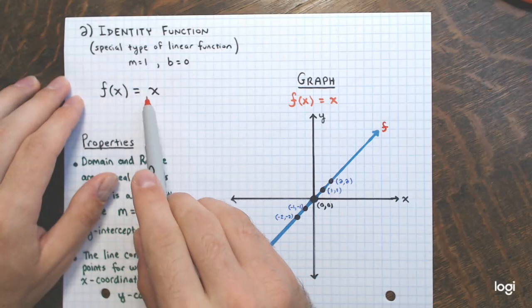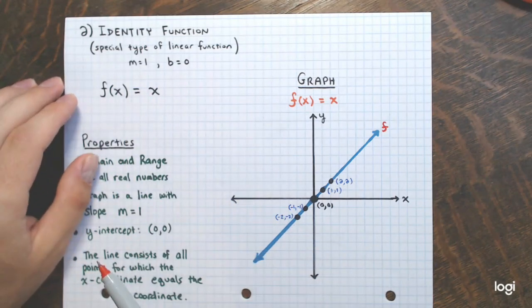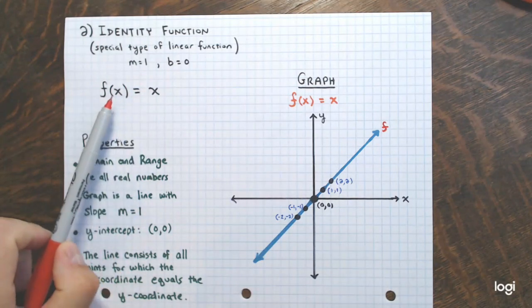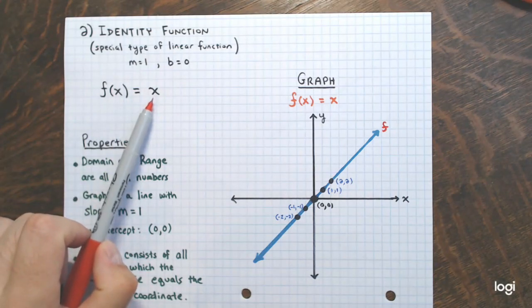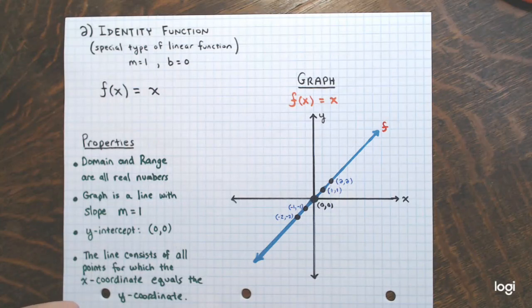Right? This is the same thing as 1x plus 0. So f of x equals x, or y equals x. So for this particular linear function, you're seeing that the input x is the same as the output f of x. So for every single ordered pair on my graph, every single ordered pair relationship in this function, the x coordinate is the same as the y coordinate. The input is the same as the output.